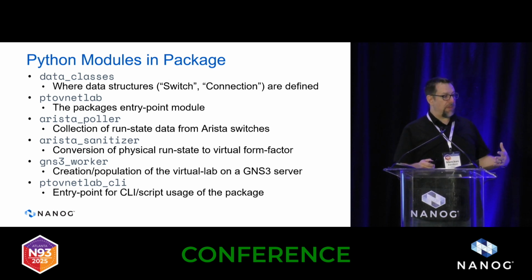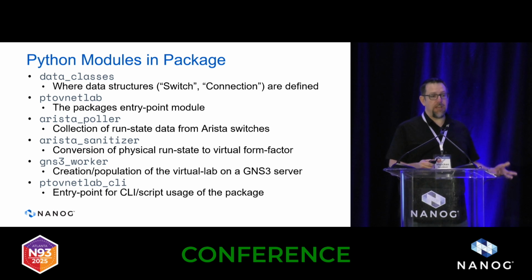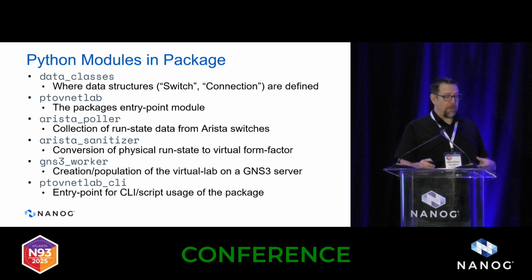So within the p2v-netlab package, we've got 6 total Python modules. We've got a data classes module where we've really only defined 2 data structures, the concept of a switch and the concept of a connection. Each of those has their own properties. Switches have properties we care about: number of interfaces, device type, software version, configuration, etc. And then connections are pretty straightforward, just point A, point B, device name, and interface identifier.